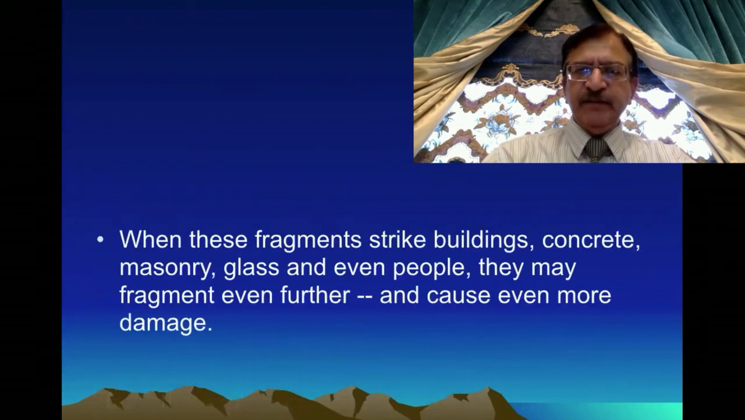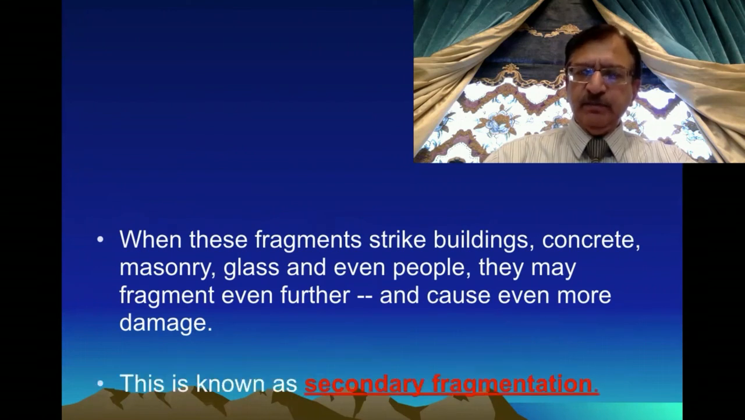So when these fragments strike buildings, concrete, masonry, glass, or even people, they may fragment even further and cause tremendous damage to the place where they strike. And these are known as secondary fragmentation. Initially, a fragment is traveling, it strikes an object and further breaks up into secondary fragments.